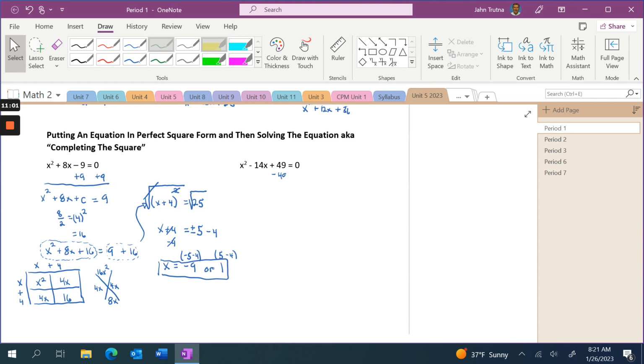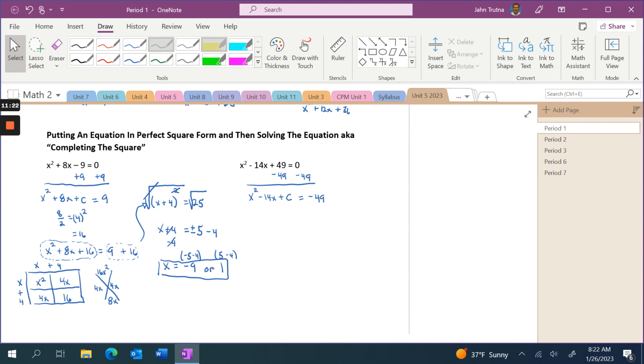So I'm going to minus 49 from both sides of the equation. When I do that, I get a brand new equation. The brand new equation is x squared minus 14x plus C, I'm putting that C where that plus 49 used to be, is equal to -49.